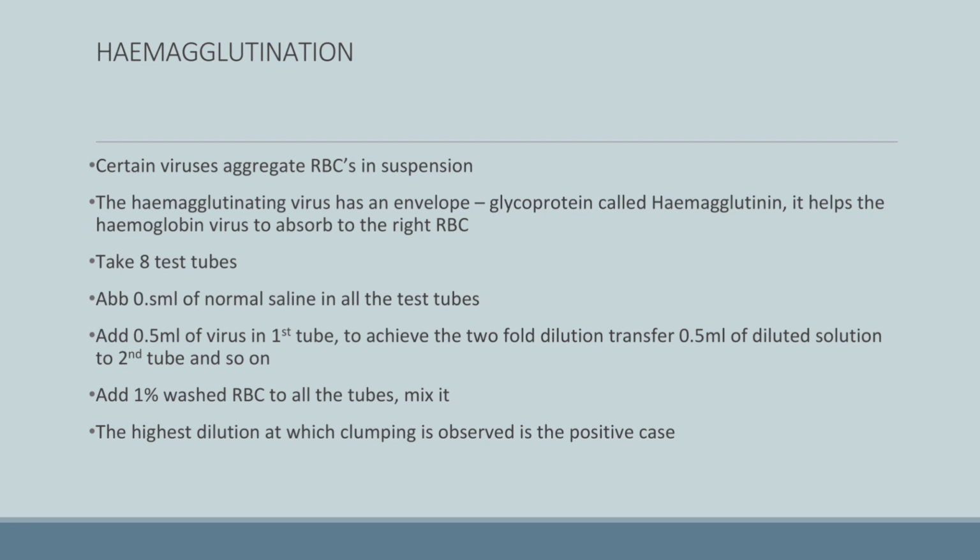In this process, we add 0.5 ml of normal saline in the test tubes and add 0.5 ml of virus in the first test tube. To achieve the two-fold dilution, we transfer 0.5 ml of diluted solution to the second tube, and from the second tube, we transfer the diluted solution to the third tube, and so on. Then we add 1% washed RBCs to all the tubes and mix well. Allow the RBCs to settle for 30 minutes. The highest dilution at which clumping is observed is the positive case.